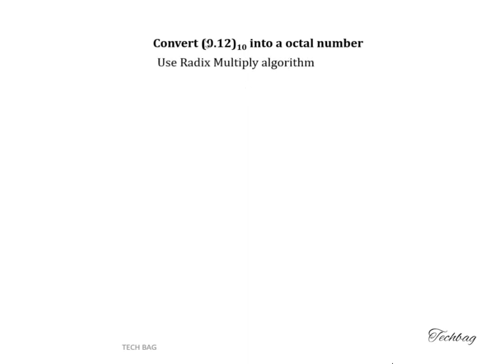Next let us see one example of a fraction part. Convert 0.12 with base 10 into an octal number. Here it is a fraction. So you have to use the radix multiplying algorithm. Here this fraction part should be multiplied with the base value 8. So multiply this 0.12 by 8. Then you get 0.96. During this multiplication you have to separate the integer. Here the integer is 0.